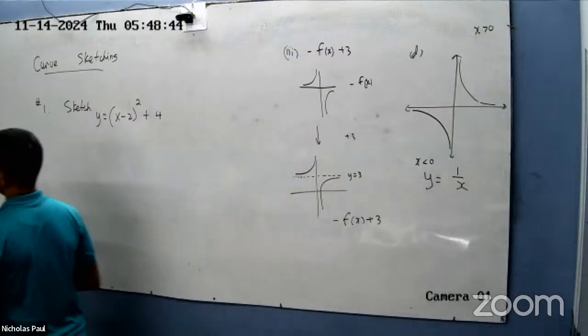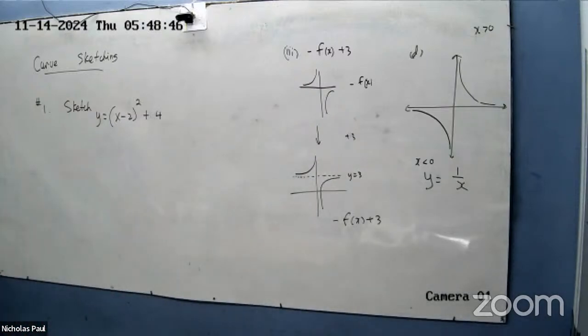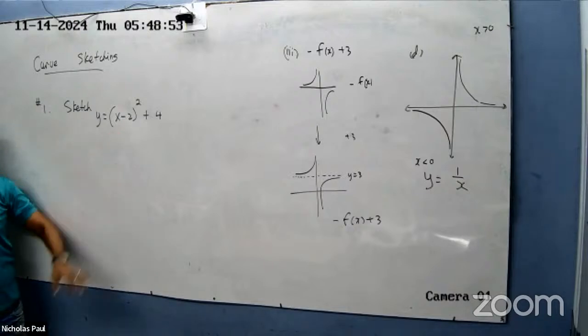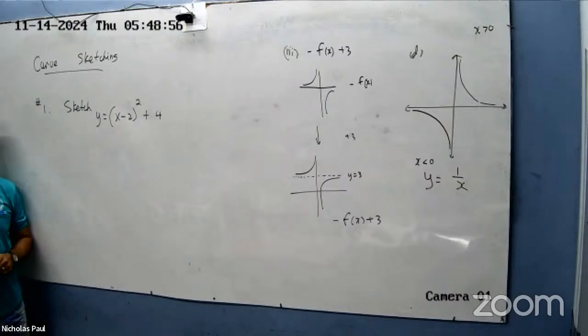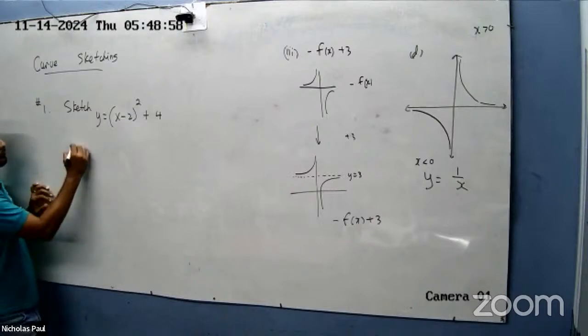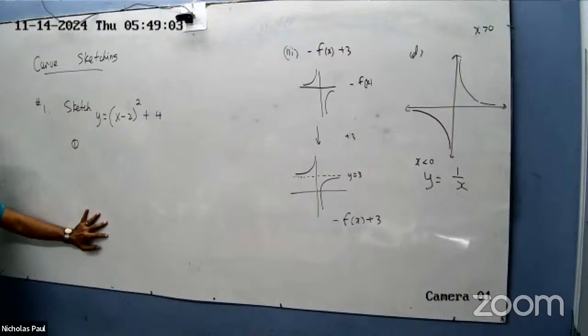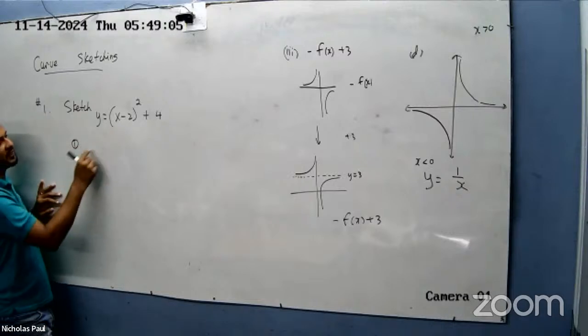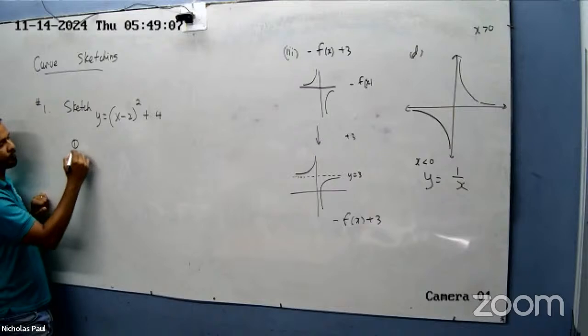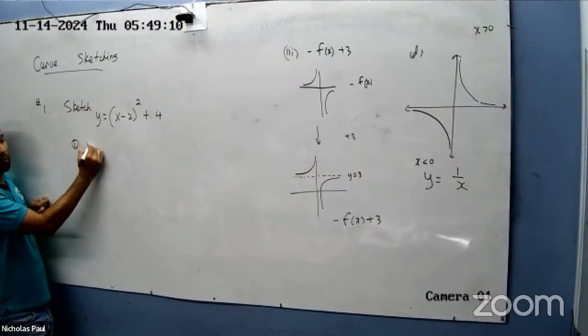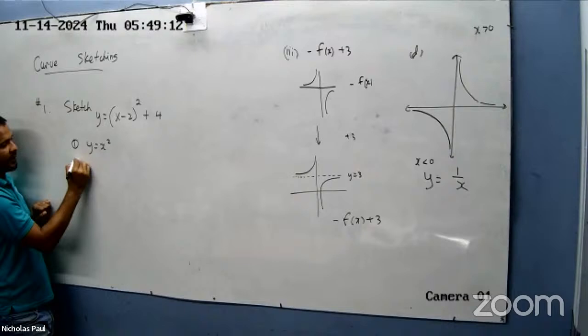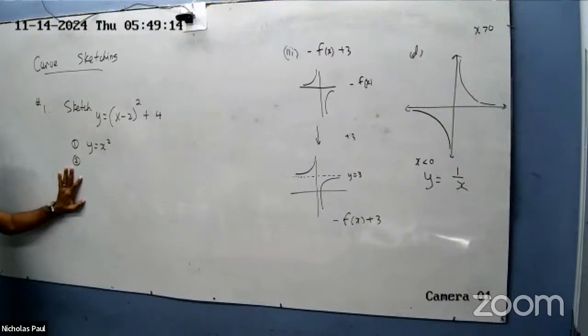All right, so we're going to number 1. Look at number 1. What is the base function for number 1, Marcus? Out of the 4 functions I gave you at the start of the class, which function do you think this is? Second one. Y is equal to x squared. Nice. Second thing. What are the transformations, Darian?